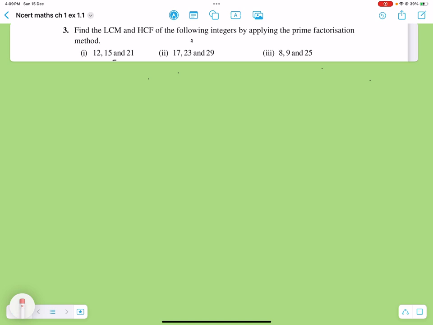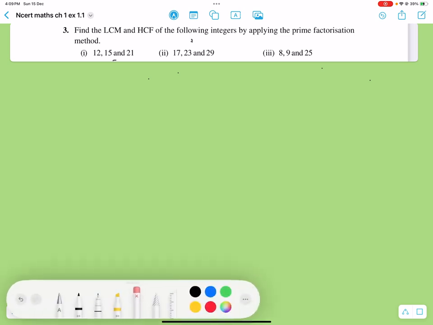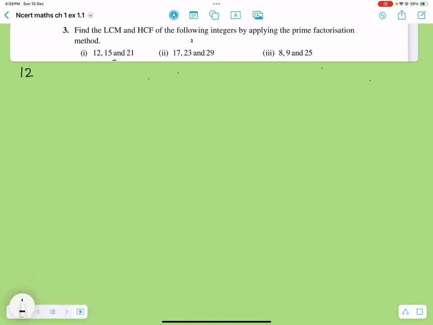Now we will calculate LCM and HCF of 12, 15 and 21. So for 12, we'll note down 12, 15 and 21. So the prime factors, because we have to apply the prime factorization method, would be 2 multiply 2 multiply 3, and prime factors would be 3 multiply 5, and the prime factors would be 3 multiply 7, or we can say 2 raised to power 2 multiply 3, or this can be written as 3 multiply 5, or this can be written as 3 multiply 7.